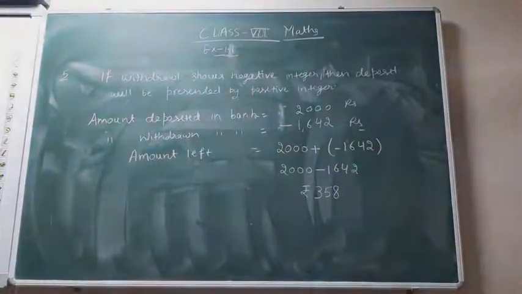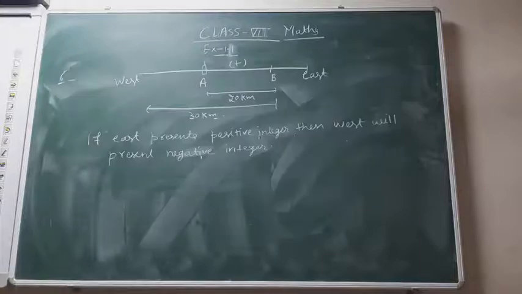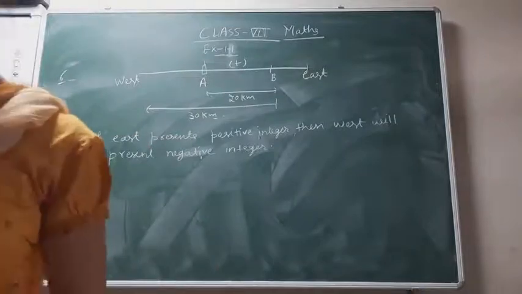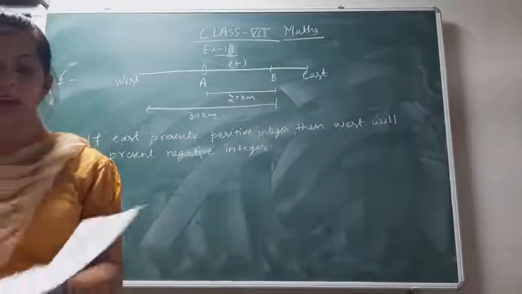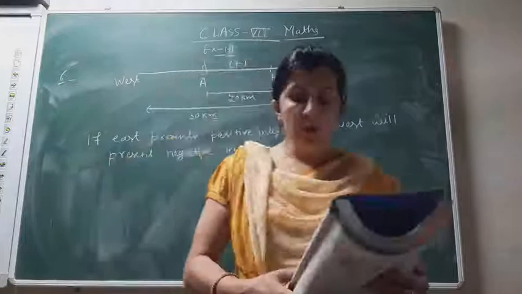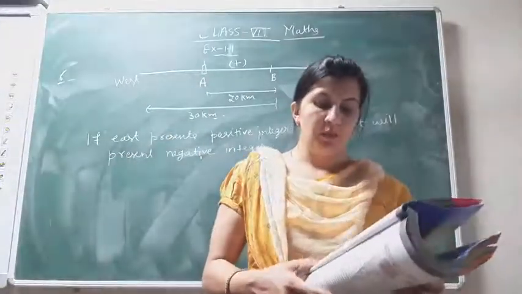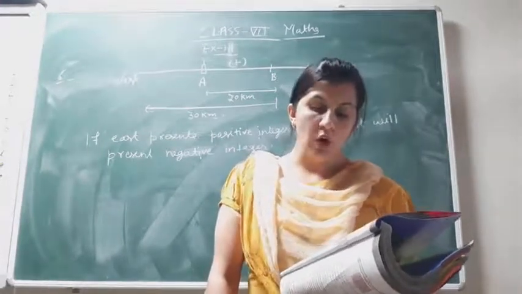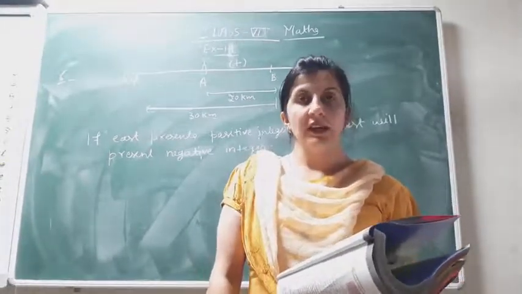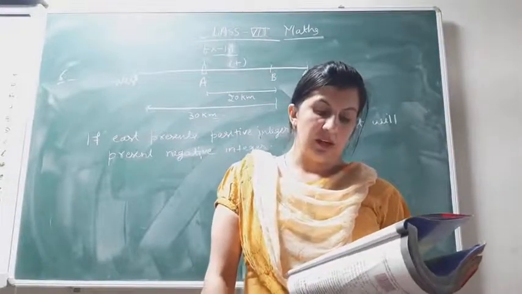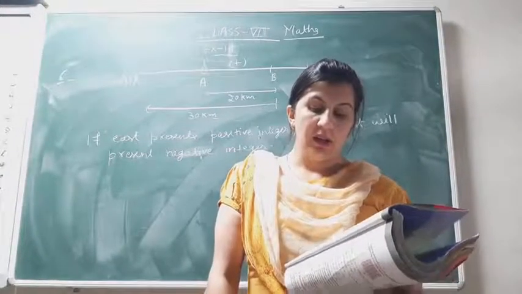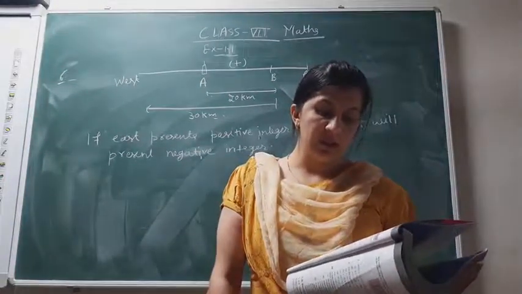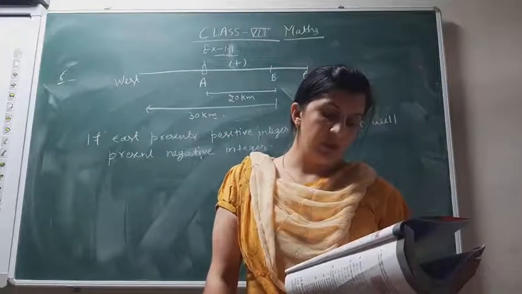Now we will move to our next question. Okay, now our sixth question is: Rita goes 20 km east from a point A to point B. From B she moves 30 km towards west along the same road. If the distance towards east is represented by a positive integer, then how will you represent the distance travelled towards west? By which integer will you represent her final position?